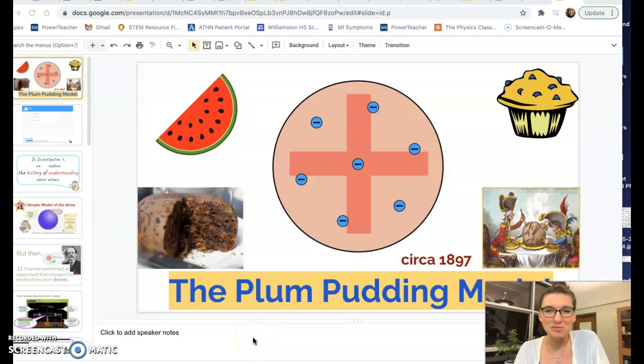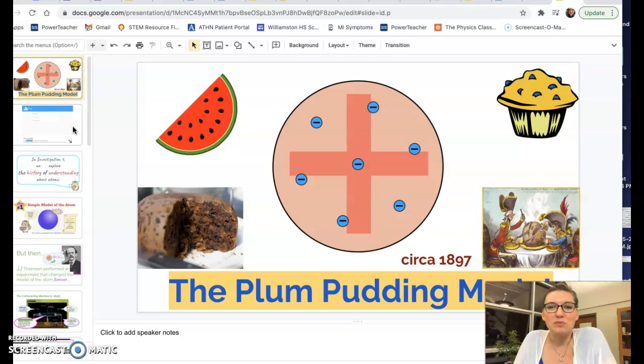All right, so this is the plum pudding model. This is model number 2 of the ones that we're studying in this unit about atoms. So the first question here, which you are not going to be able to see in this video very well, is, which is your favorite thing to snack on? Plum pudding, watermelon, or a blueberry muffin? The reason I ask is because this model looks a lot like one of those.